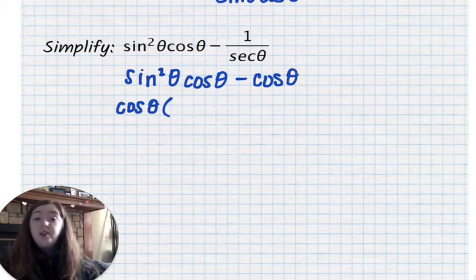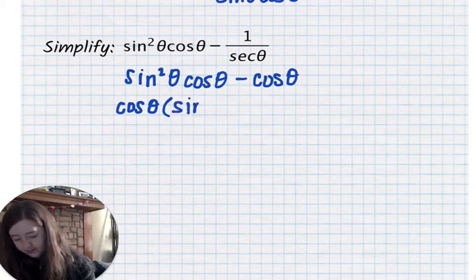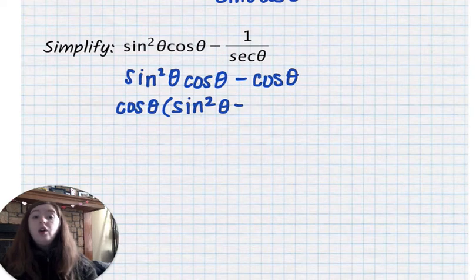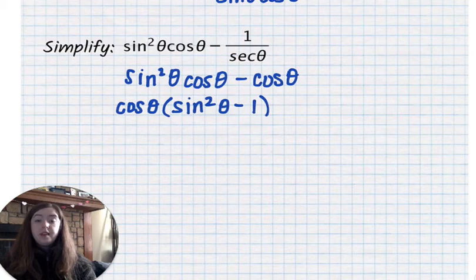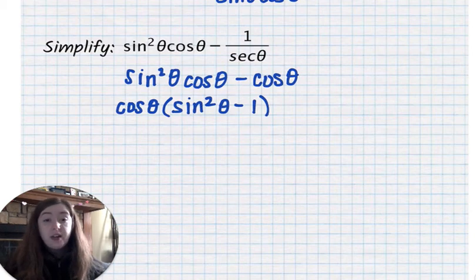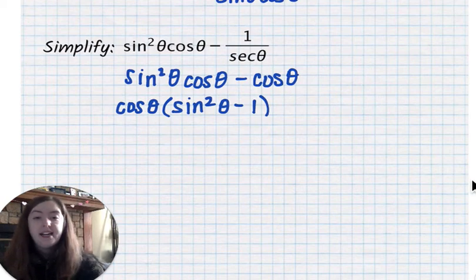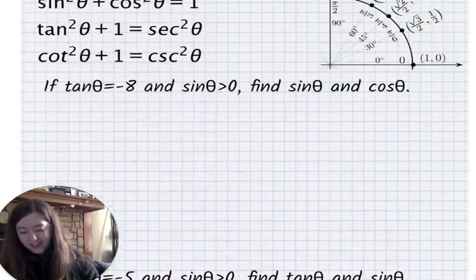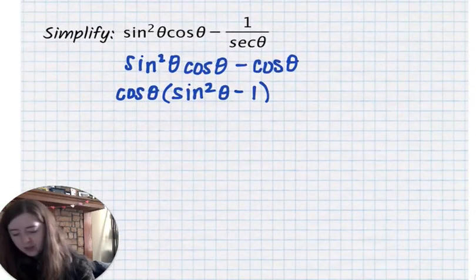Remember, to factor out, we divide. So sine squared cosine divided by cosine is sine squared. Minus is in the middle. Cosine divided by cosine is 1. Now remember, I said whenever you see a trig squared and a 1, that means you have a Pythagorean identity. So let's look at that. We know that sine squared plus cosine squared equals 1. Where is it? There it is. Sine squared plus cosine squared equals 1. So let's mess with that.